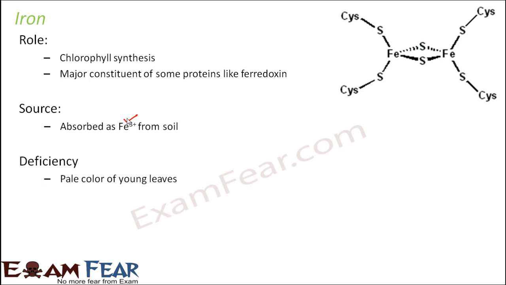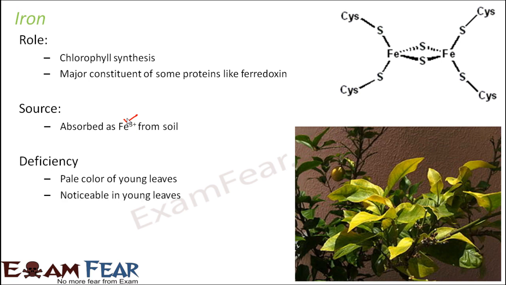Deficiency of iron causes pale color of young leaves, so the color starts to fade. It is generally noticeable in young leaves. That is because the symptoms of some elements are seen in the younger parts, whereas for some other elements they are seen in the older parts first. That is because it depends on the mobility of that particular element.